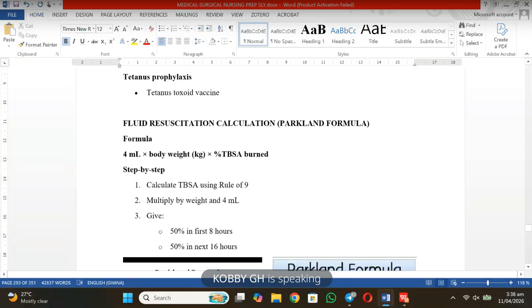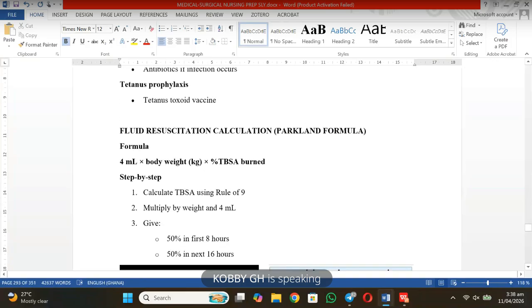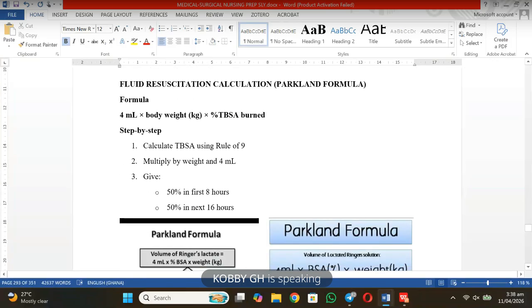They only learn the Wallace rule of 9, but you also have to know how to do the fluid resuscitation calculation. The formula we use is called the Parkland formula. With the Parkland formula, this is what you are going to do. In an MCQ, the examiner can give you the total burn surface area.